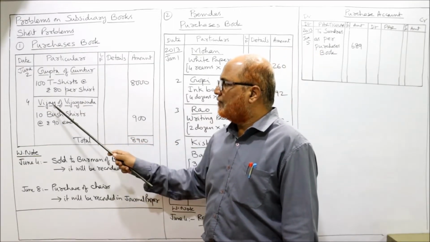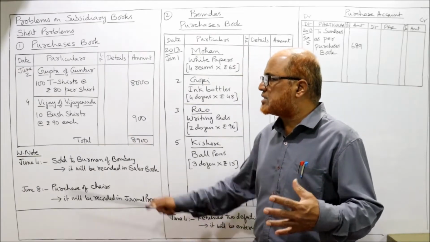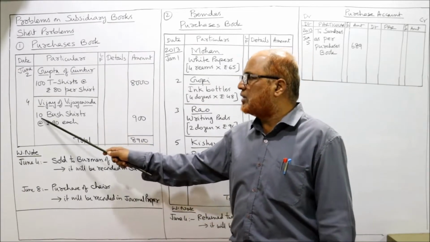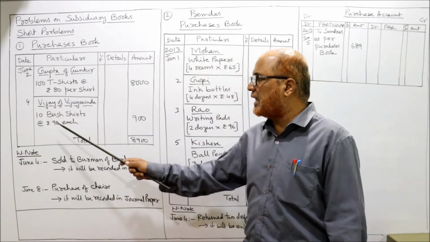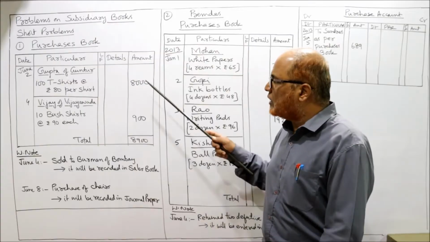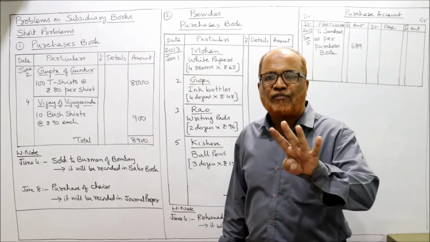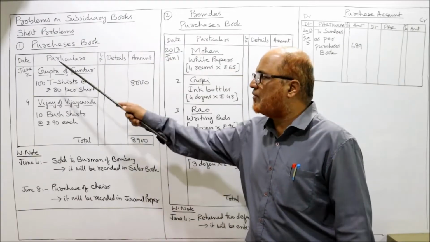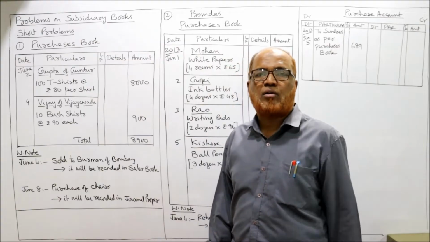Then Vijay of Vijayawada. We have purchased some bush shirts from Vijay of Vijayawada. So 10 bush shirts are purchased, each shirt 90 rupees. So 10 into 90, 900. So the total of the purchase book is 8,900. That's all. Out of 4 transactions, 2 transactions we have recorded in purchases book. The remaining 2 transactions we have not recorded.